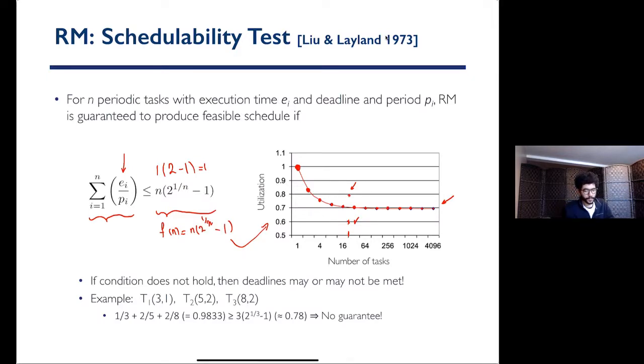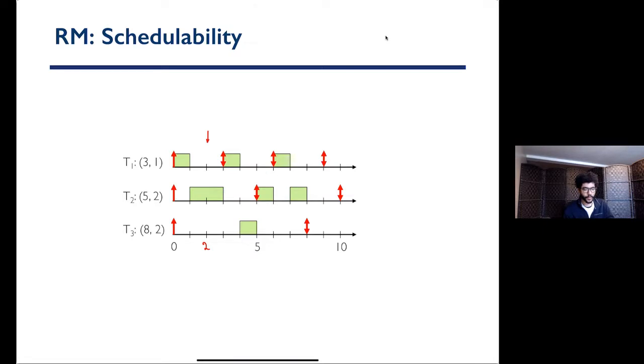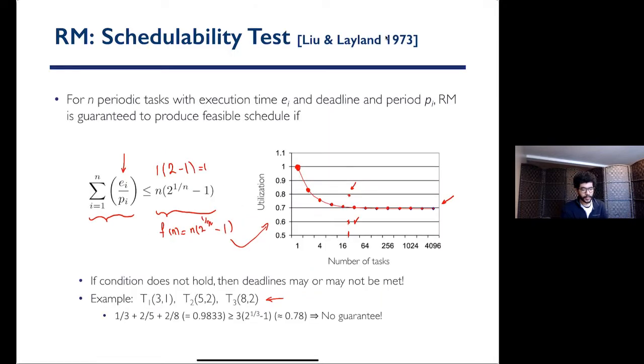So for the example where we failed, if you put these numbers, the utilization of task 1 is 1/3, the utilization of task 2 is 2/5, the utilization of task 3 is 2/8. If you sum them up, you get this number. Now, if you put n equals 3 in that equation, you're going to get 0.78. This number is higher than this number, so there is no guarantee that RM works. And in fact, we just checked and it doesn't work.